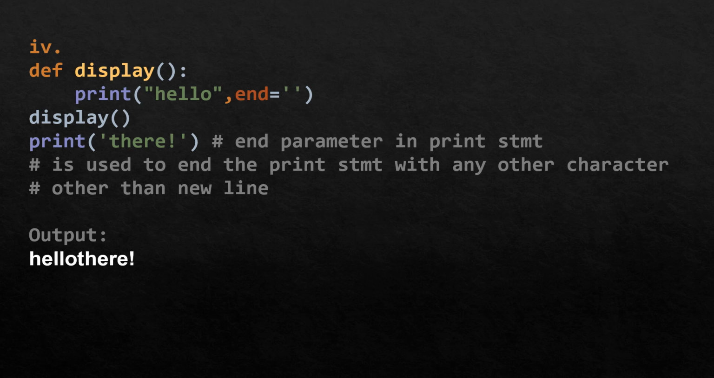The end parameter in a print statement is used to end the print statement with a character other than a new line. If you don't give any end parameter with the print statement, then it will by default end with a new line. If you don't give end, then it would have printed hello in the first line, there in the second line. But we have just given end equal to nothing, so not even a space is there. So no space is there between hello and there, and no new line is formed after the print statement.